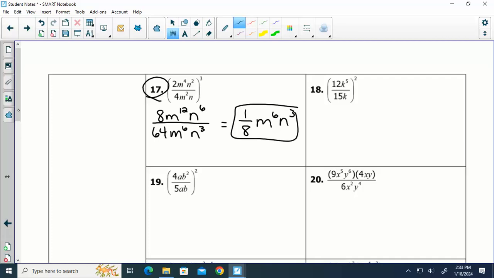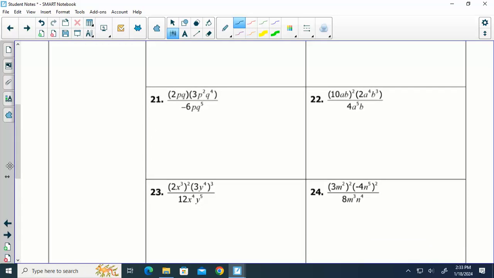I'm going to do 3 to 4 more examples, and then I'll stop. I'm going to go to 21. What would we do first on 21? The parentheses. Those two parentheses are telling us we need to multiply. So, when we multiply, 2 times 3 is 6. P to the 1st times p to the 2nd would be p to the 3rd. Q to the 1st times q to the 4th is q to the 5th.